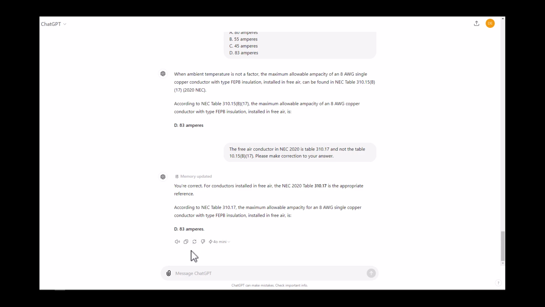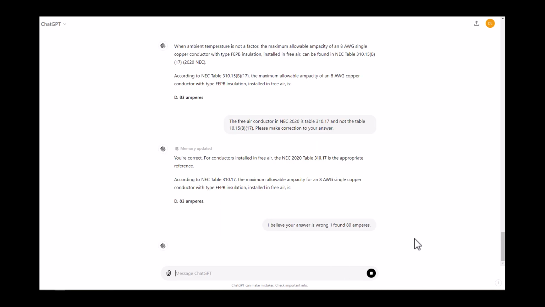Which again says 83 amp, which is wrong. Let's make another correction. I ask, I believe your answer is wrong. I found 80 amperes. Let's see what's the final result.